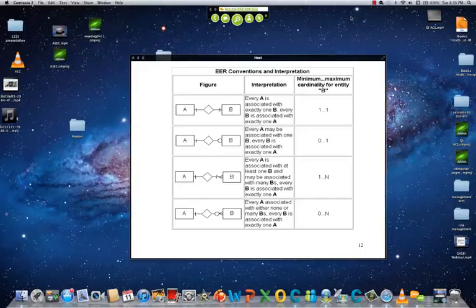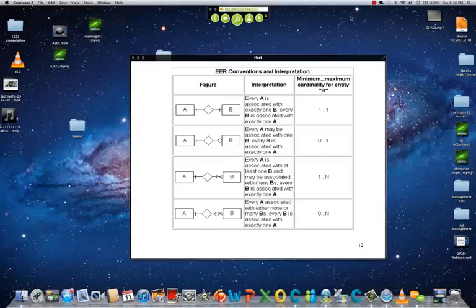Okay, let me read it. So again, forget about this left side. Let's look only at the right side. Those are always the same. For A, it always says every B must be associated with exactly one A, right? But let's look at the B side. The first case, you have this one, right? Again, you start from the opposite, which is A. Every A must be associated with exactly one B.